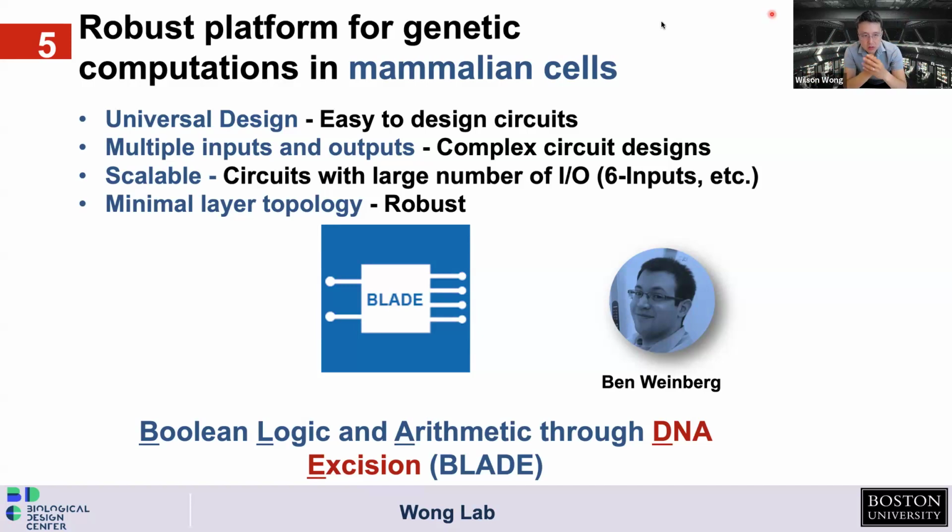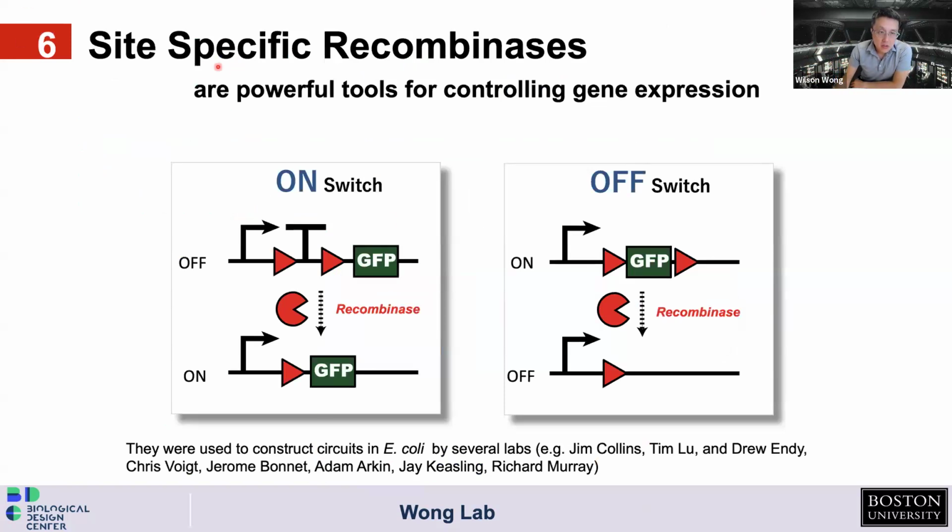A few years ago, I'm just going to go through this pretty quickly, it's been published almost like 8 years now, a system called Boolean logic and arithmetic through DNA excisions called BLAZE. You'll see this again and again. So just a quick reminder what site-specific recombinases are. They are DNA modifying enzymes. You can use that to regulate gene expression, both to turn genes on or off. But it doesn't work by a transcription factor, it works by physically cutting pieces of DNA or changing the sequence of the DNA.